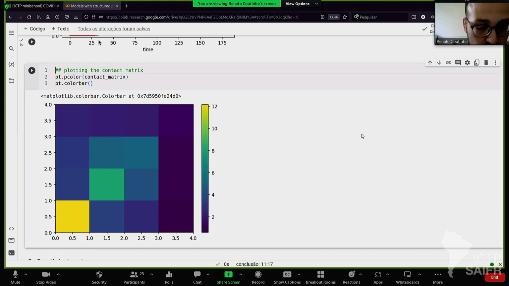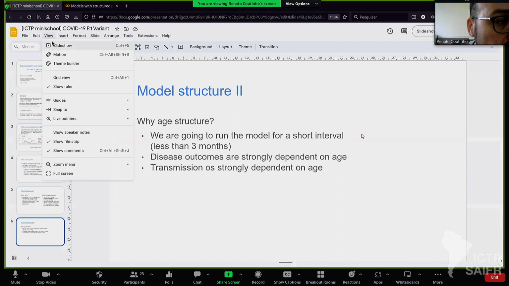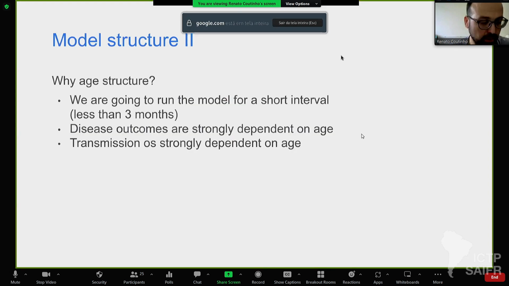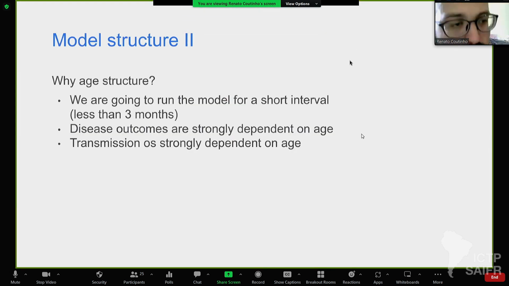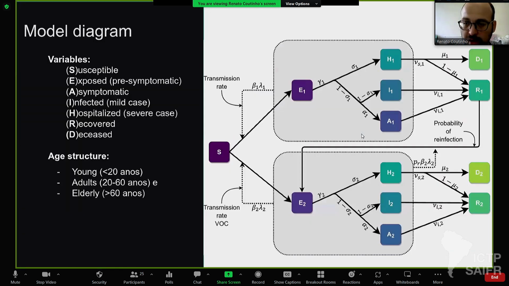So let me go back to the presentation now. So with that, we talked a bit about age structure. So what next? We decided to build the model in this way. This is what the model actually looks like.